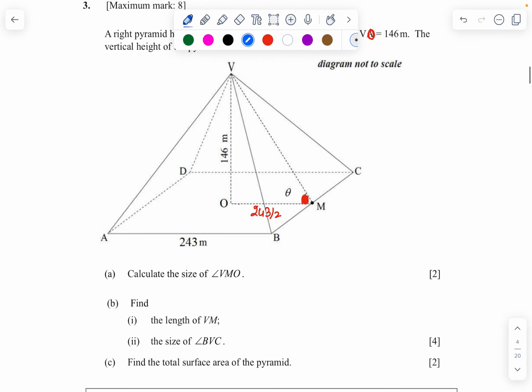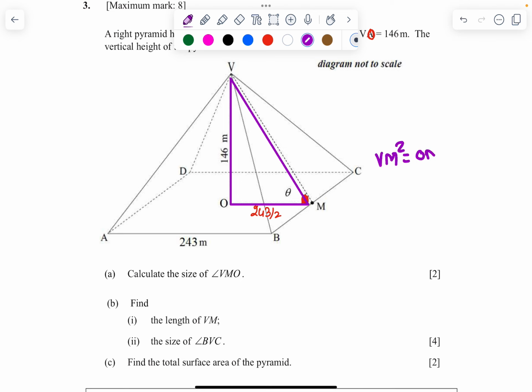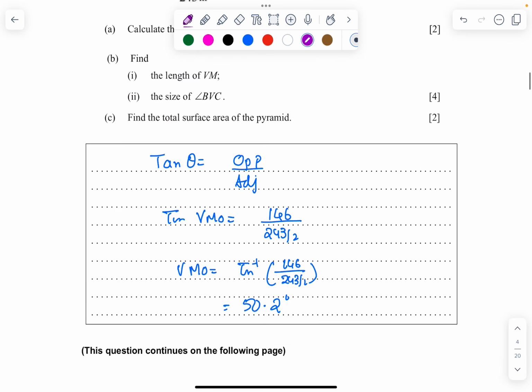Calculate the length of VM. Now VM. Where is VM? VM is in this right angle triangle. So VM square equals OM square plus VO square. So VM will be equal to square root of 121.5 square plus 146 square, which is going to be 190 meters.